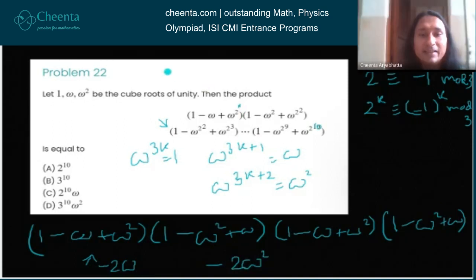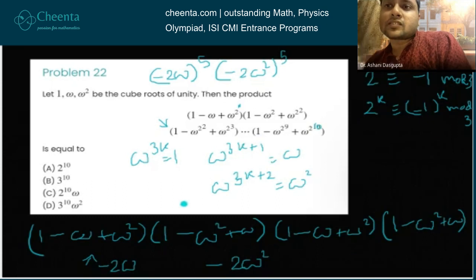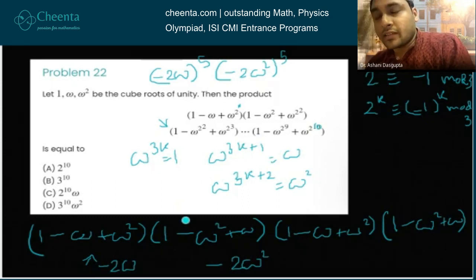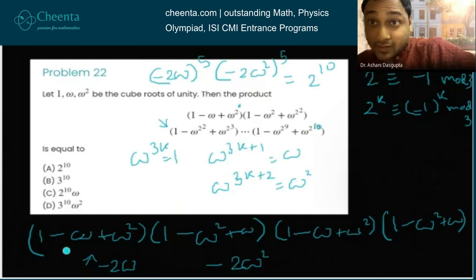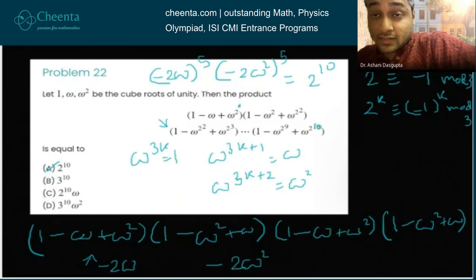So finally, the product is going to be minus 2 omega to the power 5 times minus 2 omega square to the power 5. Omega and omega square will multiply to get 1, and we'll be left with 2 power 10. Fantastic. That's the correct answer.